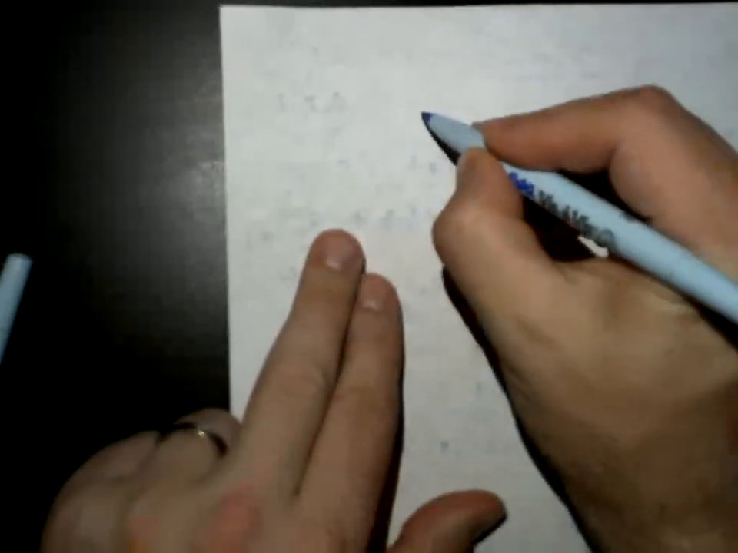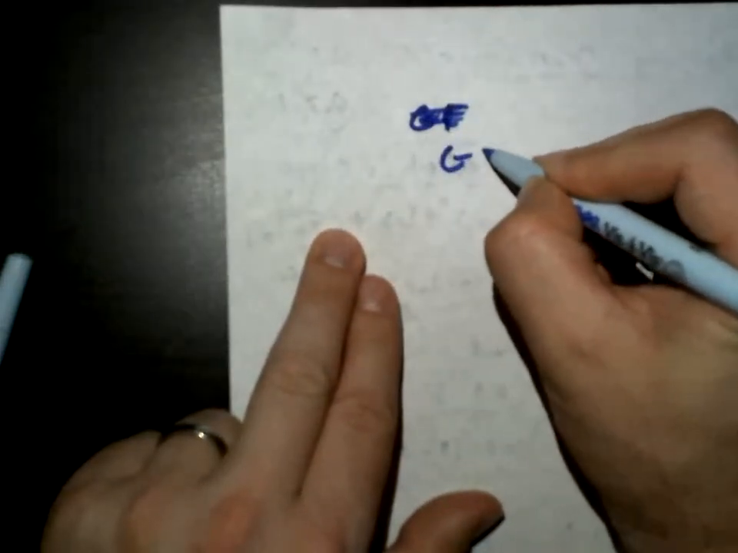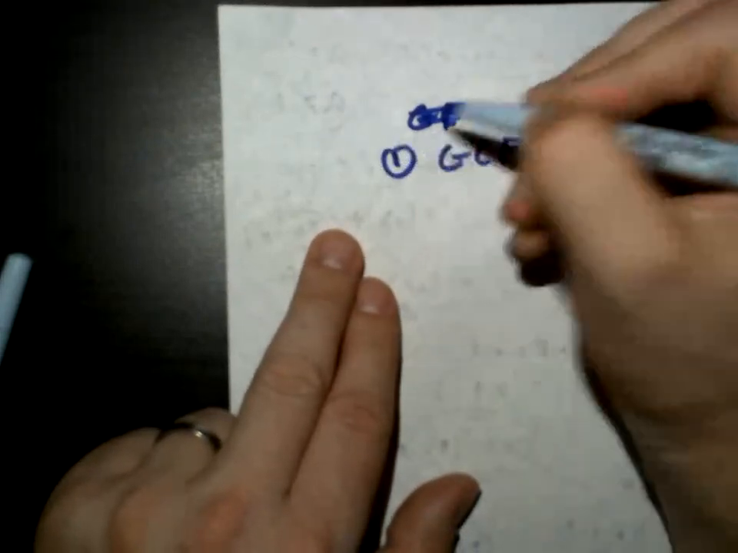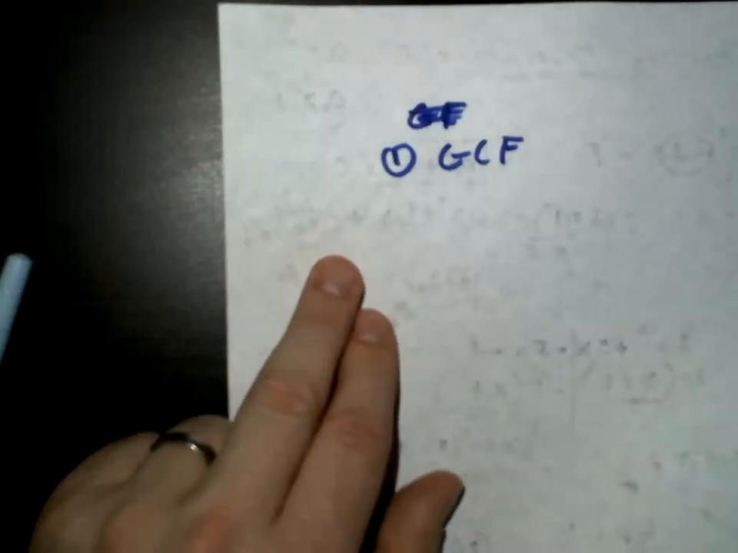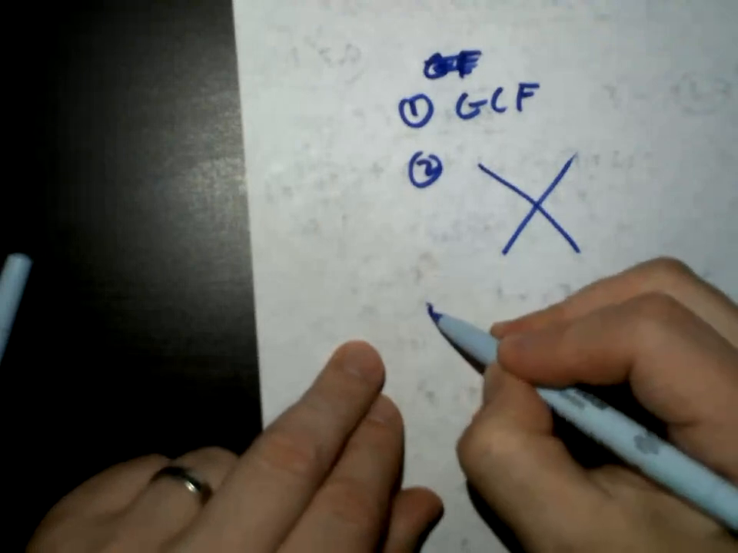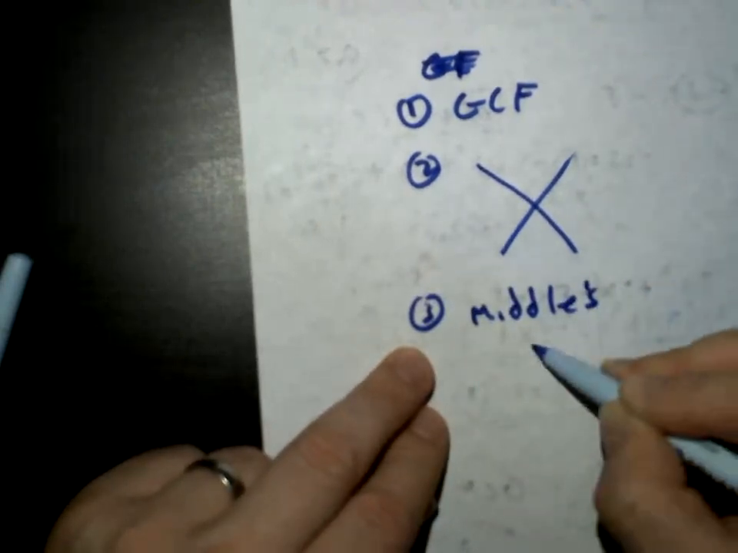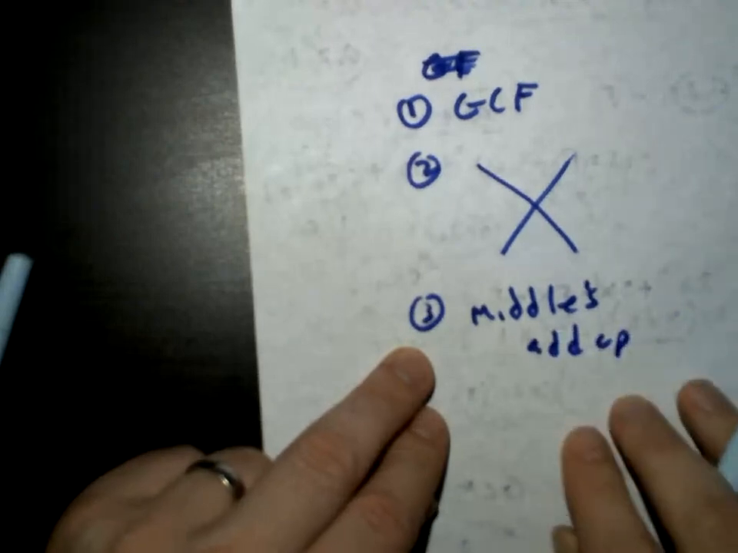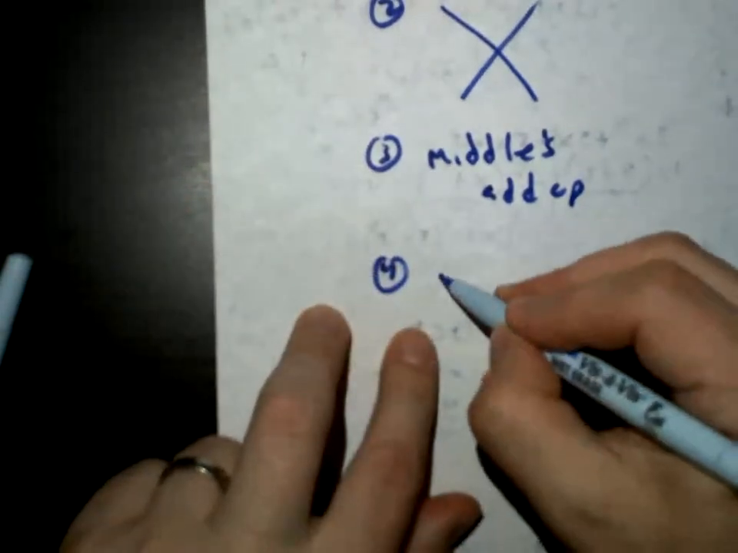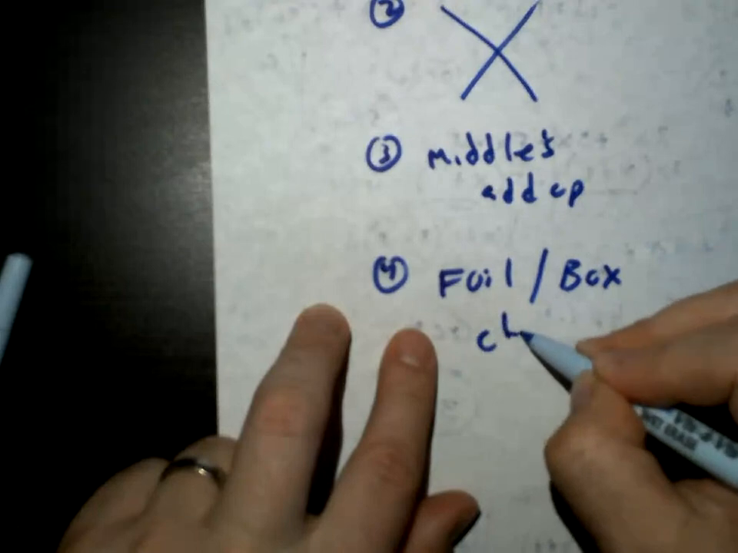What I would do is look out for GCFs as much as I possibly can first. So that'd be my first thing. And then after that, do the diamond method. And then third, just make sure the middles add up. And then the fourth thing is that I would go ahead and foil or box to check.